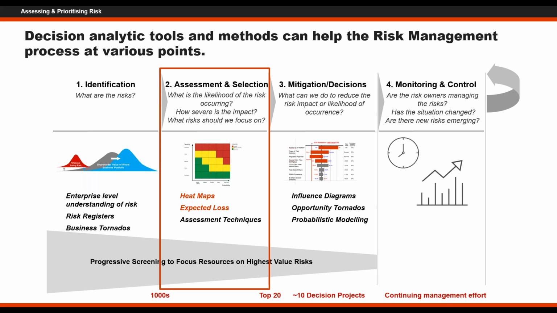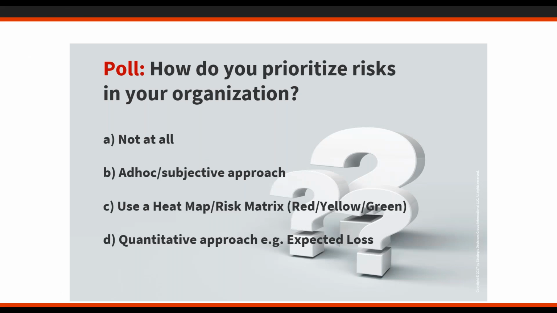Now, as we dive into this first section on assessment and selection tools, and how we think about which risks we should focus on, I want to start with a quick little poll. Manoj, I'll hand it over to you to do a poll here. What I'd like to ask our listeners to do is to think about prioritizing risks in your organization, and how is it done? There are four choices here: either not at all, some kind of ad hoc or subjective approach, using a heat map, which sometimes people call risk matrices, that sort of red, yellow, green type of classification, or a more quantitative approach like expected losses.